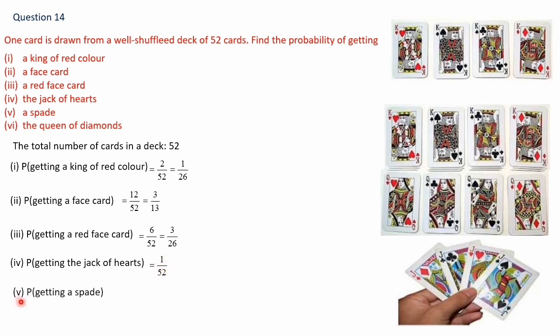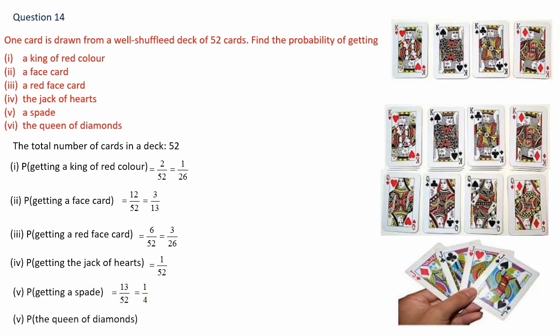Then the fifth one, probability of getting a spade. So here a deck of cards is categorized into 4: one is spade, another one is hearts, another one is diamond and another one is clubs. So getting a spade in the sense full division. There are 13 spades in a deck of cards. So 13 divided by 52. When you cancel 13 in the numerator and denominator, 13 4s are 52. So 1 divided by 4 is the answer.